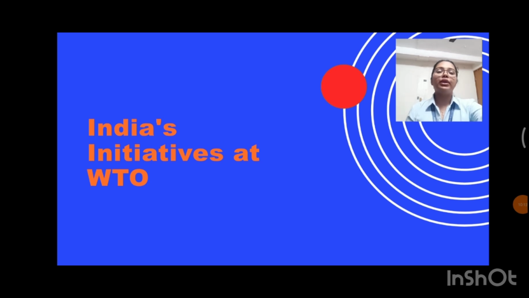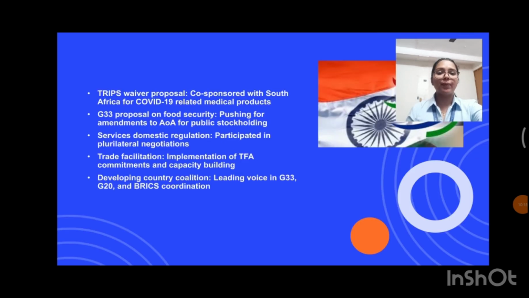Now we look into India's initiatives at WTO. I have listed out a few. Firstly, the TRIPS waiver proposal, which is co-sponsored with South Africa for COVID-19 related medicinal products. Secondly, the G33 proposal on food security. India is pushing for amendments to the AoA for public stockholding.